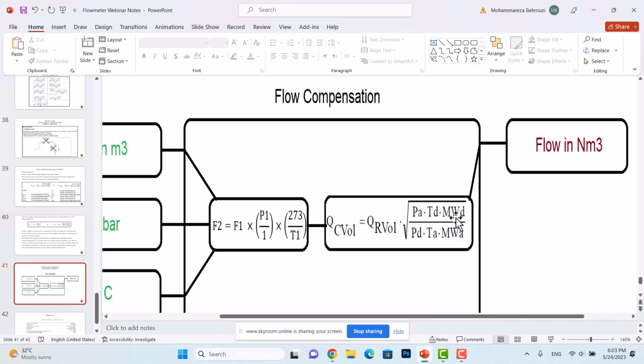And this is not important. In real practice, we do not calculate molecular weight. This is just a theoretical one. In our calculation, we just consider pressure and temperature. So it becomes 1 and this one equals this one. There is no compensation needed. But sometimes the actual pressure and actual temperature deviate from the design temperature and design pressure the flow meter was sized for.